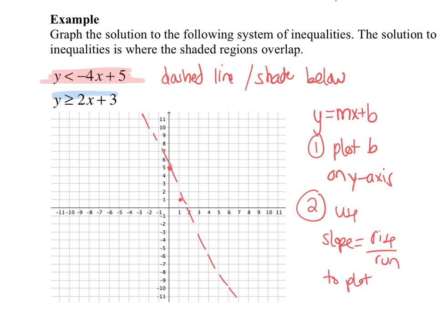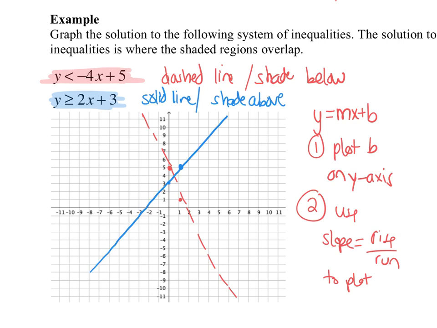So in my second equation, I have y greater than or equal to 2x plus 3. So I know right off the bat that I'm going to make a solid line. I also know that this one is going to be shaded above because of the greater than or equal to sign. Okay? So if I go to graph this, I'm going to start with my first point at 3. And then I'm going to go up 2 over 1 because my slope is 2 over 1. And I'm going to make a solid line through those 2 points.